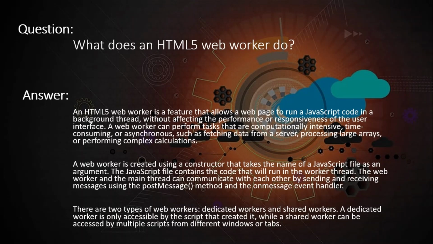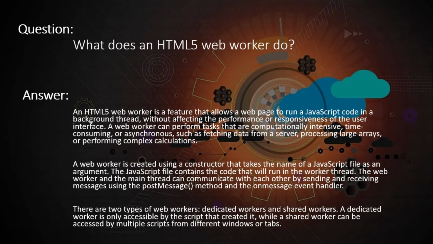What does an HTML5 web worker do? An HTML5 web worker is a feature that allows a web page to run a JavaScript code in a background thread, without affecting the performance or responsiveness of the user interface. A web worker can perform tasks that are computationally intensive, time-consuming, or asynchronous, such as fetching data from a server, processing large arrays, or performing complex calculations.